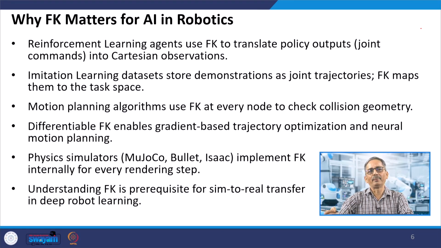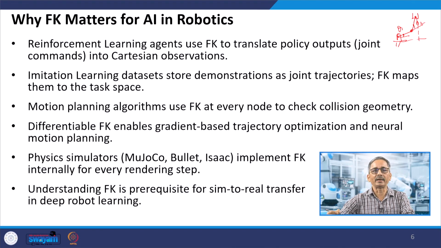Why does forward kinematics matter for AI in robotics? Forward kinematics, as I discussed in the previous slide, is essentially the mapping or the relationship between the joint space and the Cartesian space, okay. So, if I have a manipulator like this, and this is the end effector, I am trying to map the relationship between these joint angles and the Cartesian location of the end effector.